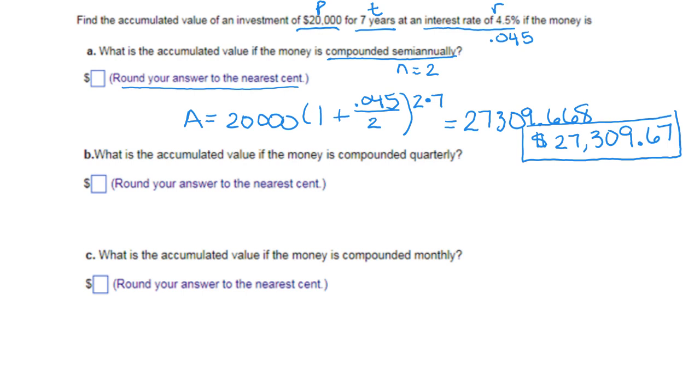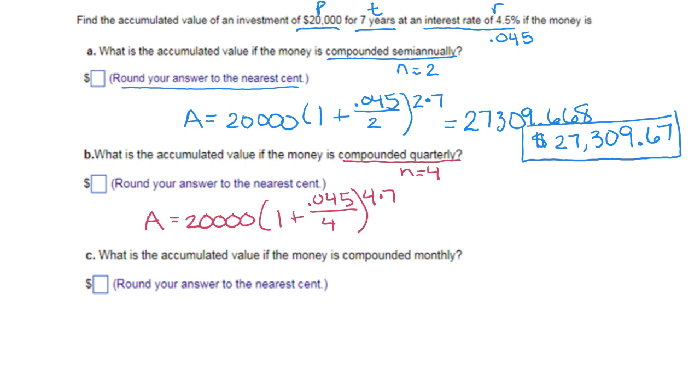All right, let's take a look at the next one. What is the accumulated value if the money is compounded quarterly? So this time they're saying N is equal to 4. Quarterly is 4 times a year. So once again, I'm going to take A is equal to the 20,000 times 1 plus the same interest rate, this time divided by 4, raised to the 4 times t.